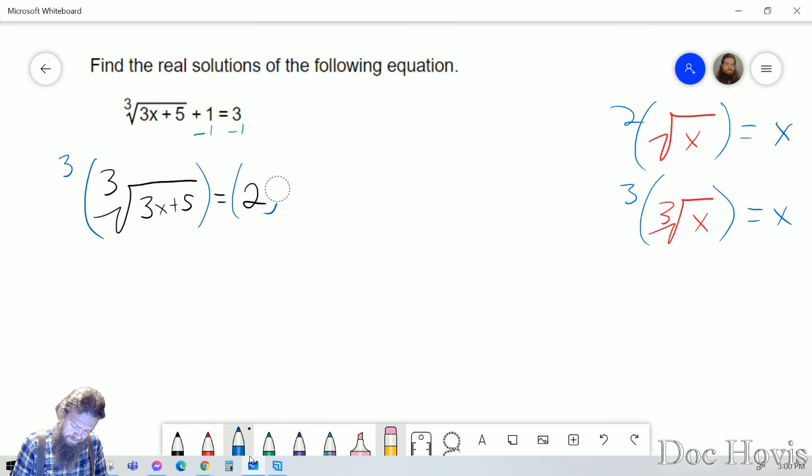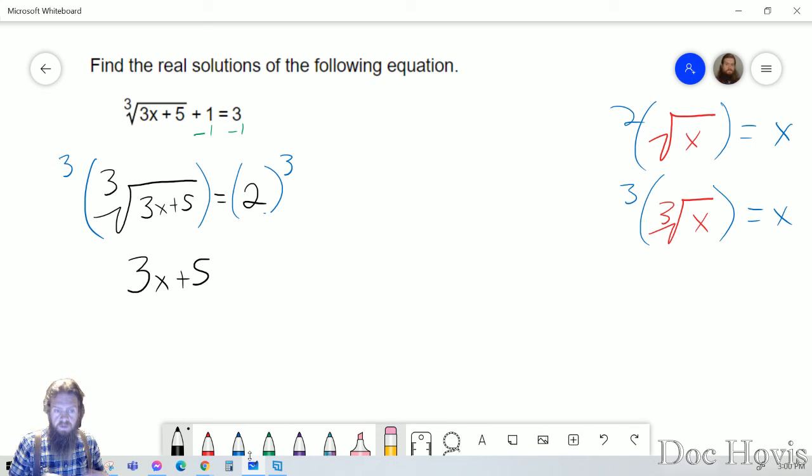So we're going to cube both of these. We're going to bring both of them up to the third power. I'm pretty sure that 3 is supposed to be on the right side, but oh well. We got 3x plus 5, so now the cube root's gone.